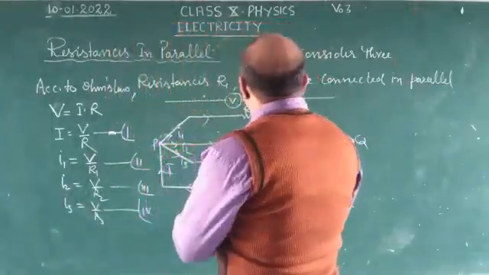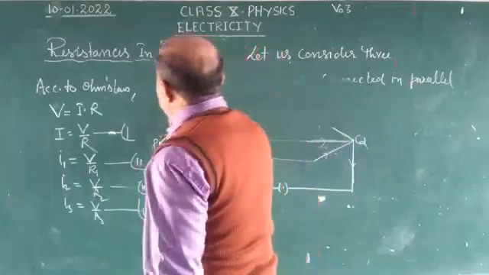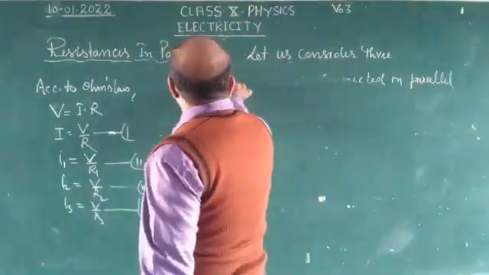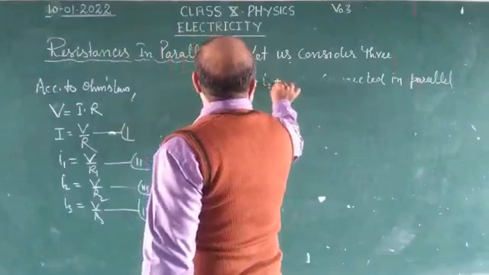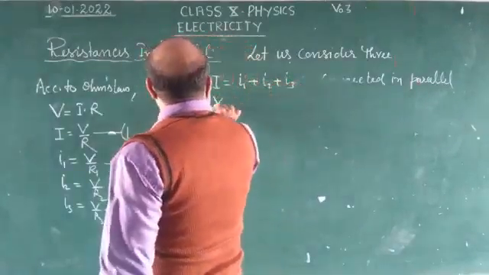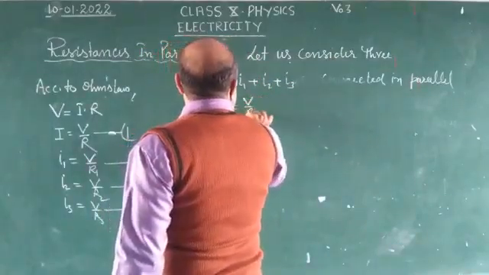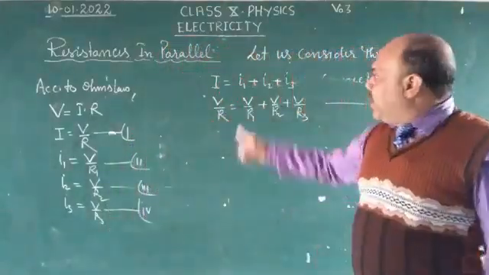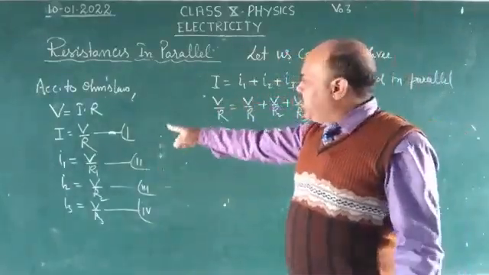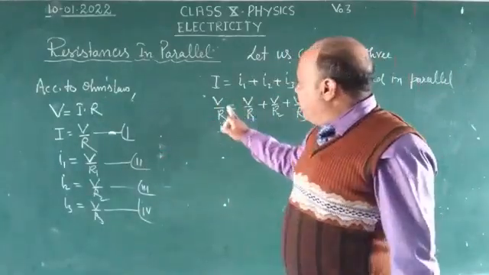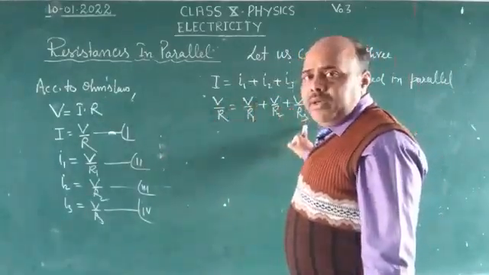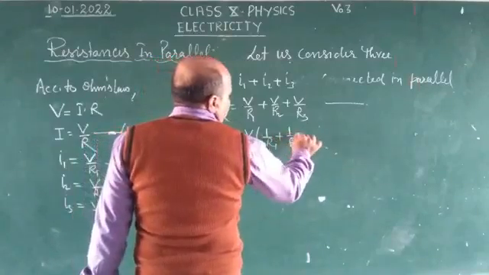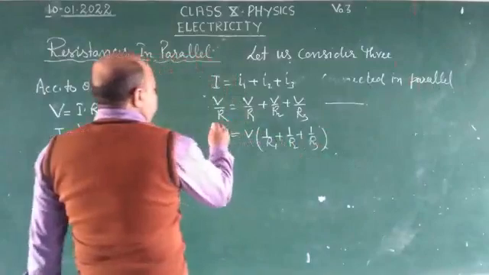Now you can see that the total amount of current I is equal to I1 plus I2 plus I3. Here I is equal to V upon R. This is V upon R1 plus V upon R2 plus V upon R3, where I1, I2, I3 are given here. Now from equations 1, 2, 3, 4, 5, what will we get? V by R is equal to V by R1 plus V by R2 plus V by R3. Here we can take V common: V times 1 upon R1 plus 1 upon R2 plus 1 upon R3, equal to V upon R.